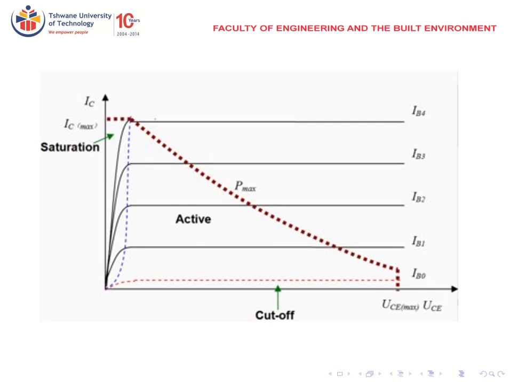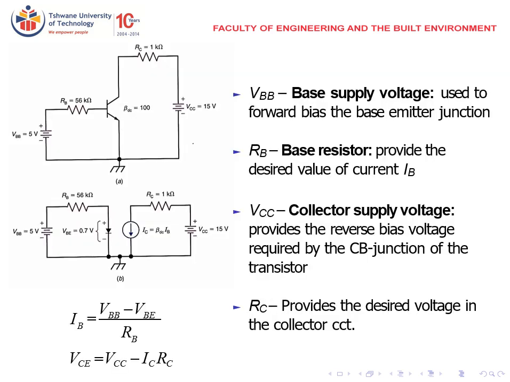And then we have the active region. In the active region, the value of IC is controlled by the small amount of IB. IC is equal to beta times IB in the active region. And then we have the breakdown region that is not shown here. The breakdown region is when you reach the maximum value of VCE. So it's not shown here because we assume that it will not be reached if the circuit is designed correctly.